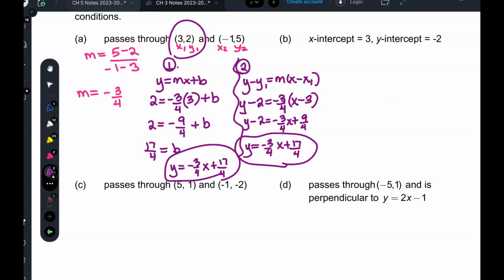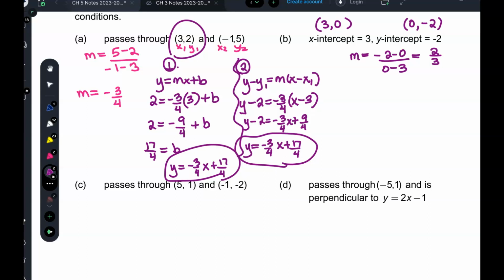Okay, now what if we have the x-intercept is 3 and the y-intercept is negative 2? X-intercept means it's (3, 0), right? The y would be 0. And if it's a y-intercept of negative 2, right? Let's find slope first, and then we can plug it in. So what would the slope be? Negative 2 minus 0 over 0 minus 3. Right, negative over negative, so we get positive.